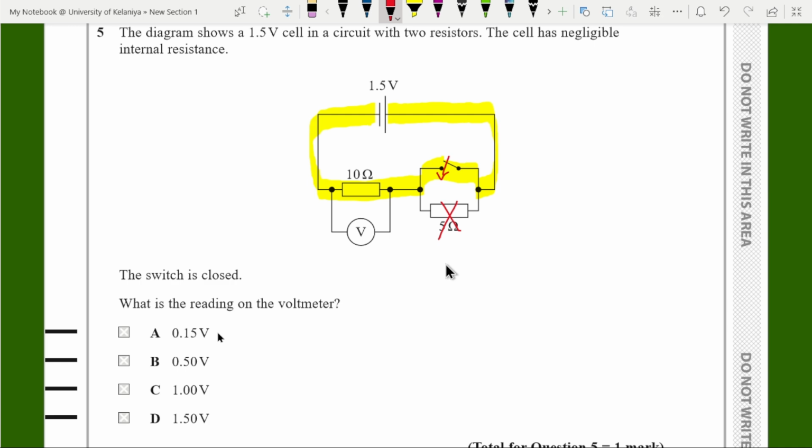So you can just neglect it because our current is taking this path. Then this 1.5 volts will be distributed across this 10 ohm resistor, right? So the voltmeter reading will be 1.50. If they have given 1.5, it's okay. Here they have given 1.50, so the answer is D, right?